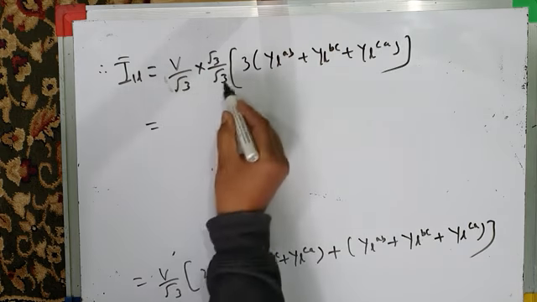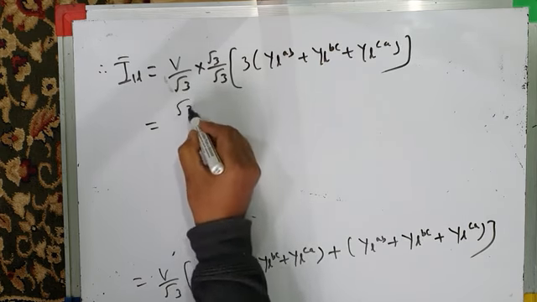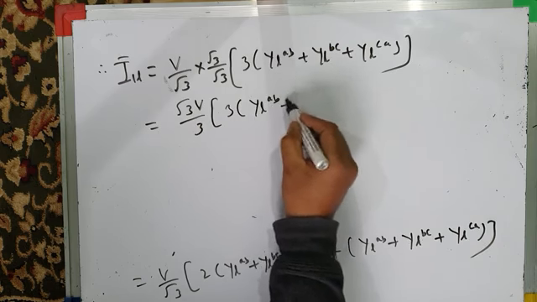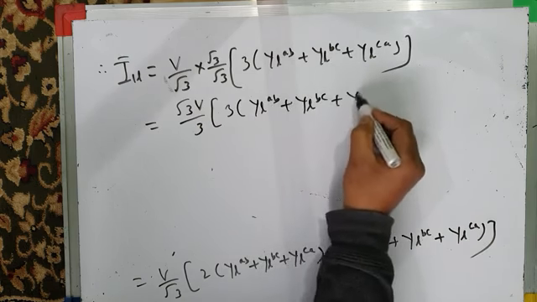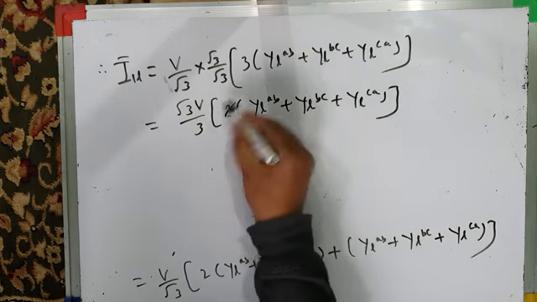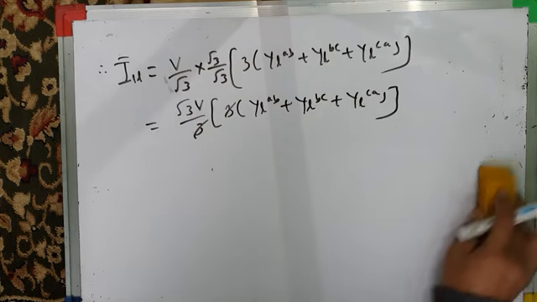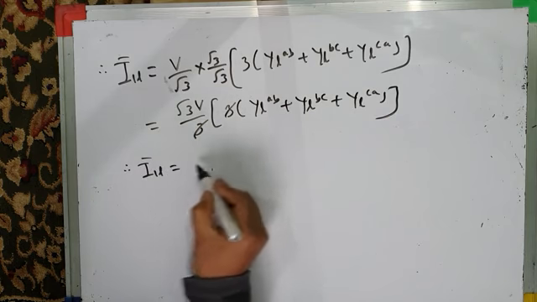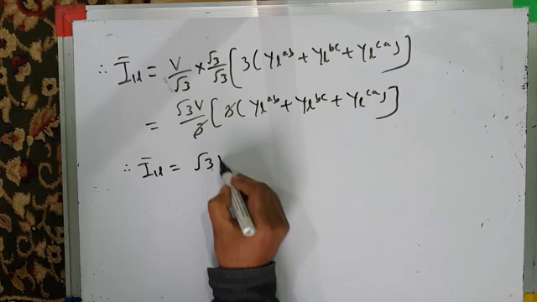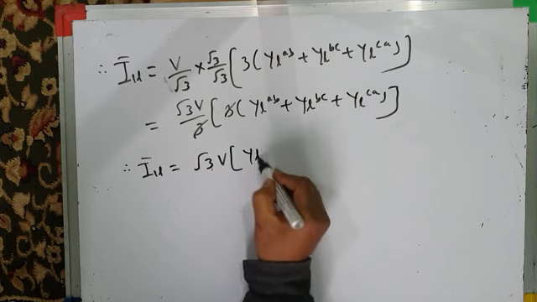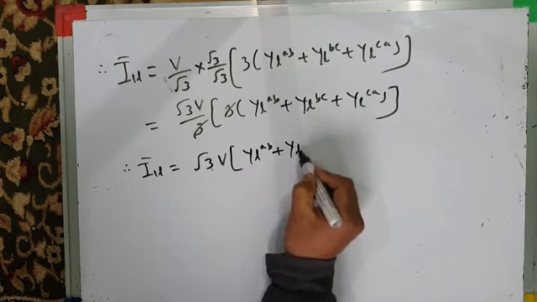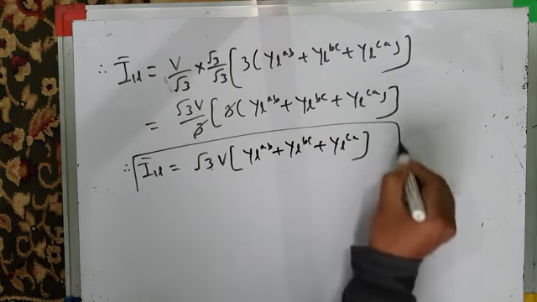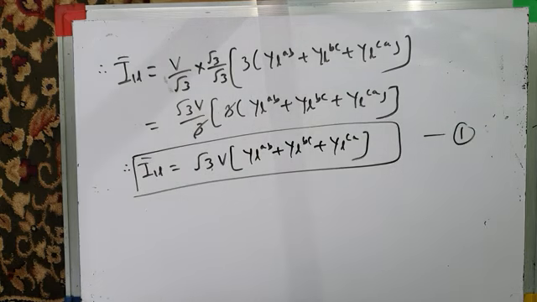Now root 3 into root 3 is 3. So this is root 3 V by 3 into 3 times YLAB plus YLBC plus YLCA. So 3 and 3 cancel. Therefore, finally, my last expression for the positive sequence component of current I1L is equal to root 3 V times YLAB plus YLBC plus YLCA. So this is the positive sequence component of current. Let us call this equation 1.